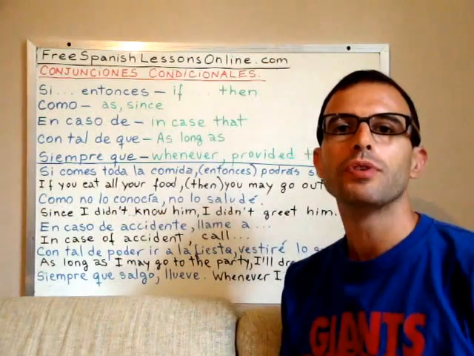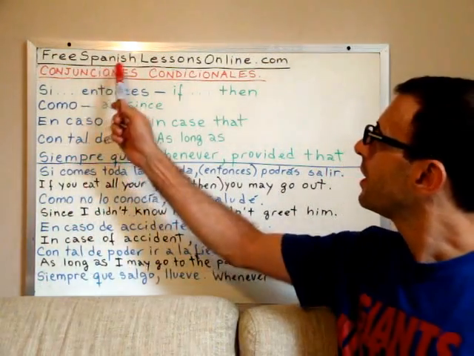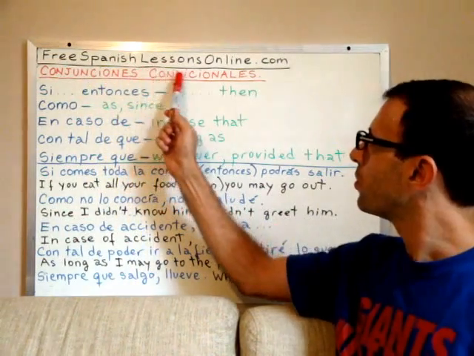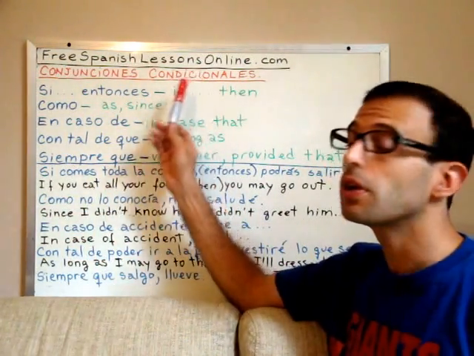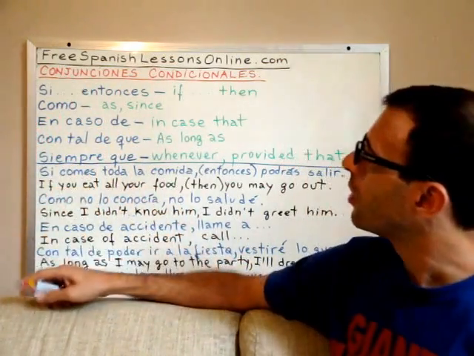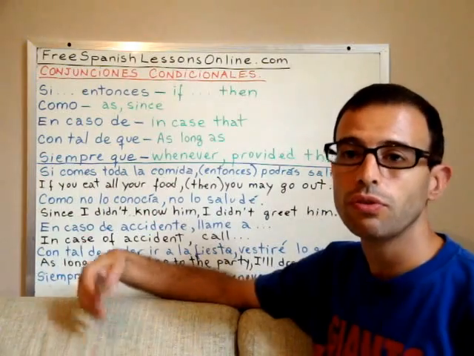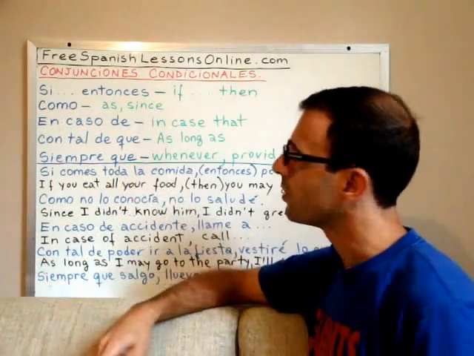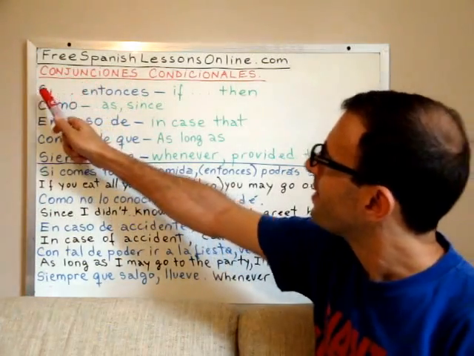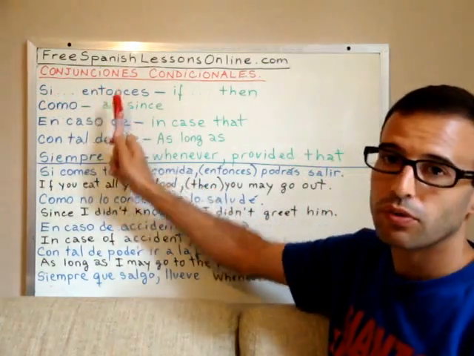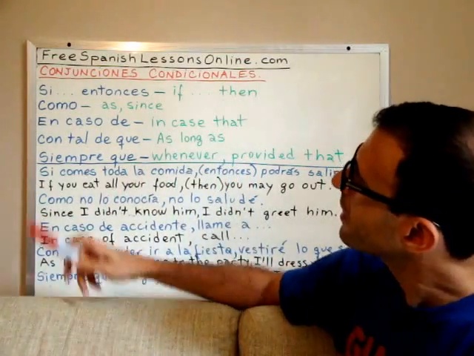In today's lesson I will show you some conjunctive words, specifically conjunciones condicionales. These are conditional conjunctions. So we'll see these 5, okay? The first one of all is the most used one, and the second one is also very much used. So, si, entonces would be if, then, okay?